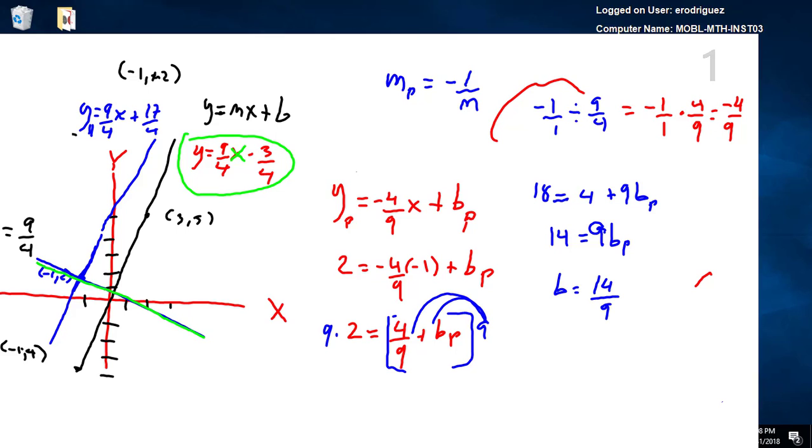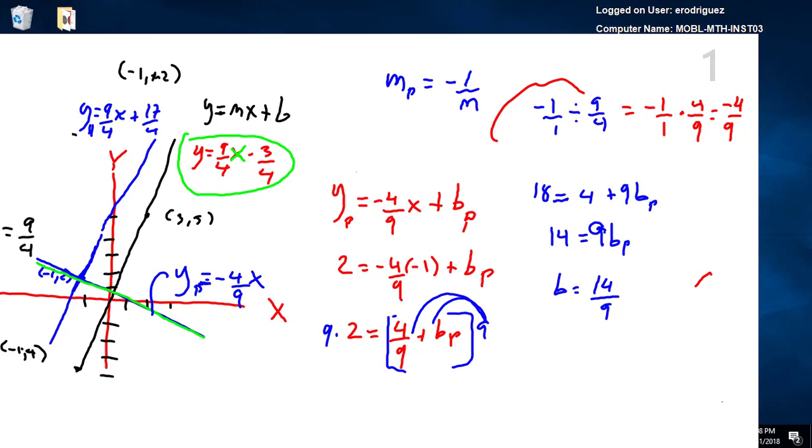So now what I'm going to do is take the 2, put it in the y, and the minus 1 and put it in the x. Now I put in the 2, because that's from this point here, and then I'm going to put in the minus 1, and now I have to just solve for the y-intercept for the perpendicular line.